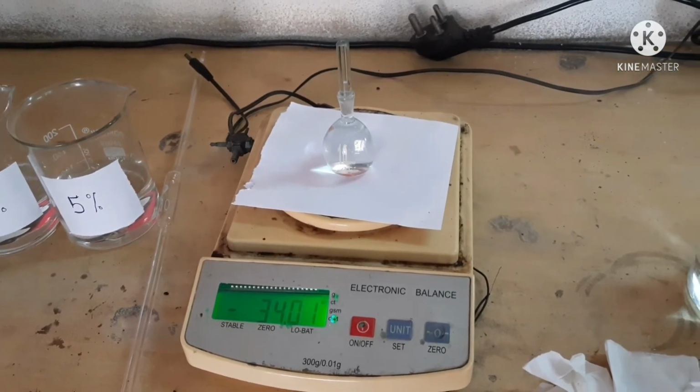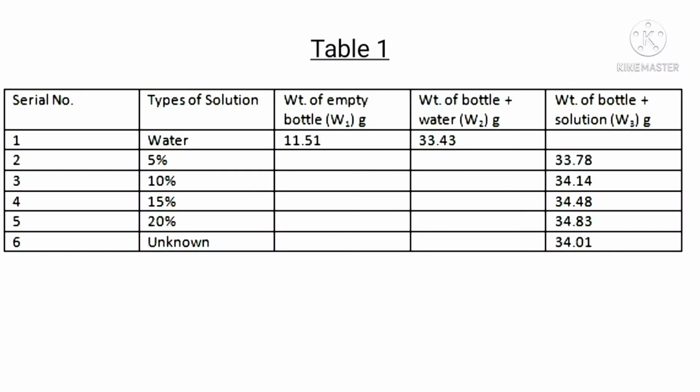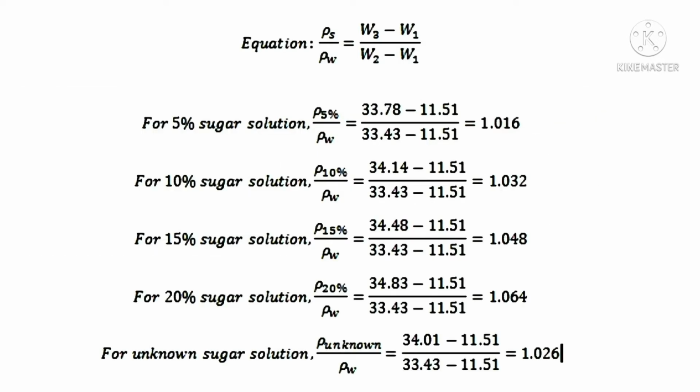We have noted all the weights in a table and calculated the ratio of densities of solution to water by using the equation rho S by rho W equal to W3 minus W1 divided by W2 minus W1. For 5% sugar solution, the calculated ratio is 1.016, for 10% 1.032, for 15% 1.048, for 20% 1.064, and for unknown sugar solution it is 1.026.